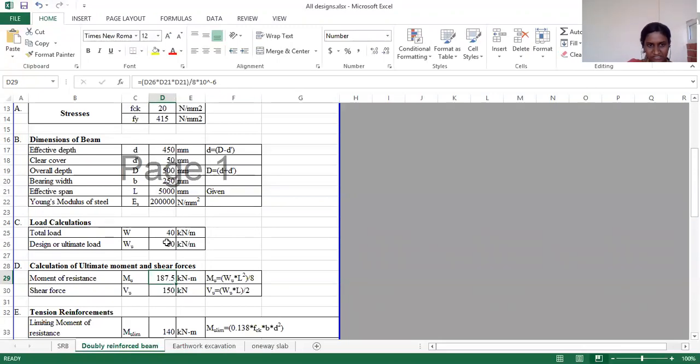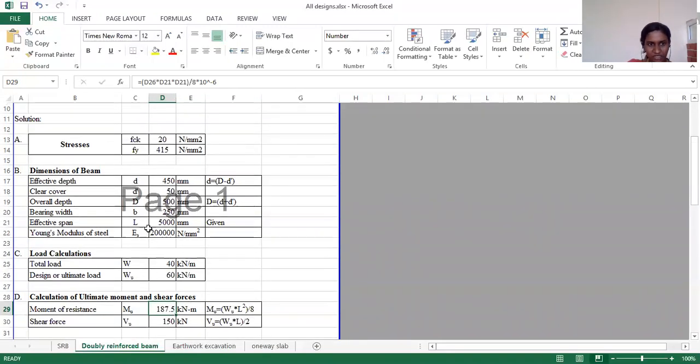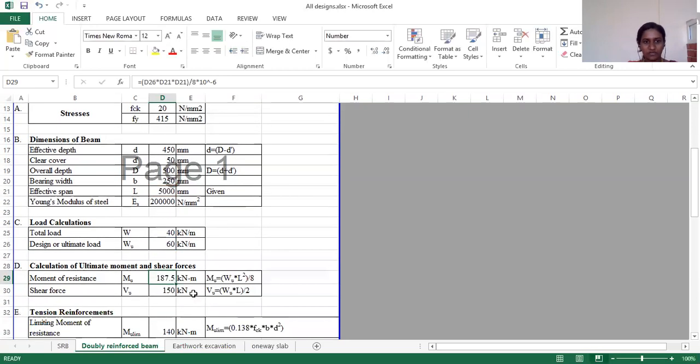Wu is 60, 60 into L. L is the effective length. Go back, here it is the effective length. We'll get L square, so we'll click it here. You can see D26 is Wu, and D21 is L, the effective length. Wu into L square by 8. And since L is in millimeter, we have to convert it into meter. That's why we have multiplied by 10 power minus 6. Since it is L square, even the unit will be squared, so it is 10 power minus 6. The value will come in terms of kilonewton meter only.